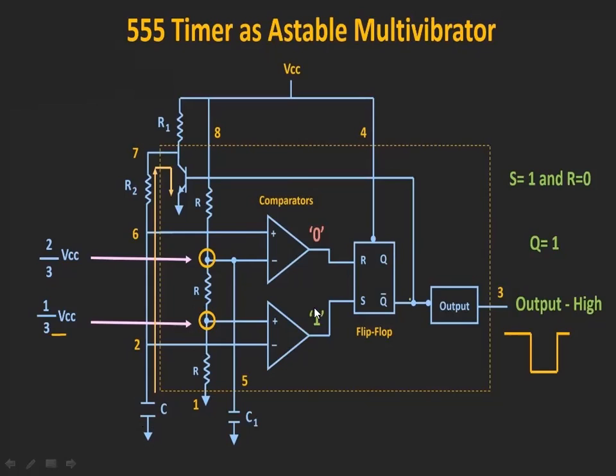So when this becomes 1, what happens? Again the flip-flop is going to set. So the Q bar will be 0 and the output is going to change its state. In this way, this 555 timer IC is going to produce a square wave. The time period of this square wave depends upon the charging and discharging of this capacitor and these resistors, which we connect externally. So this is the operation of the 555 astable multivibrator.